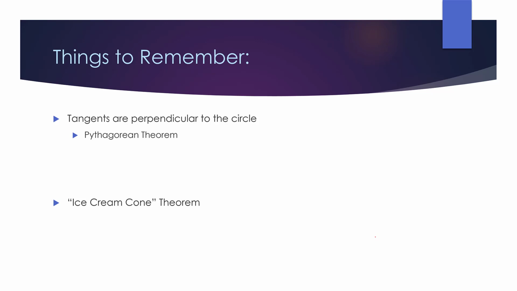All right, so let's just wrap up a little. So remember that tangents are perpendicular to the circle. Okay? That means if I have a tangent segment to a circle, the radius will be perpendicular. And to check for that, we're going to be using the Pythagorean theorem. And don't forget about the ice cream cone theorem. You've got to have congruent sides of the ice cream cone or it's going to slide off. And that's all we have for tangent segments in this video.